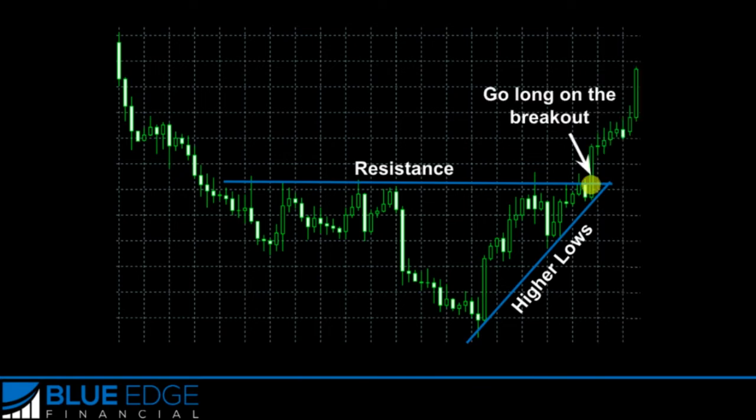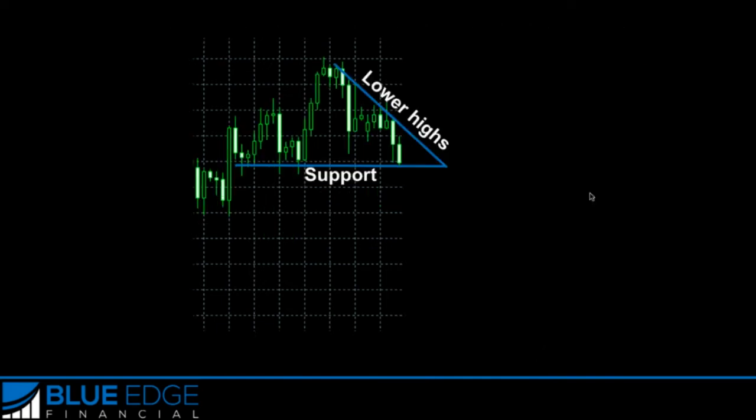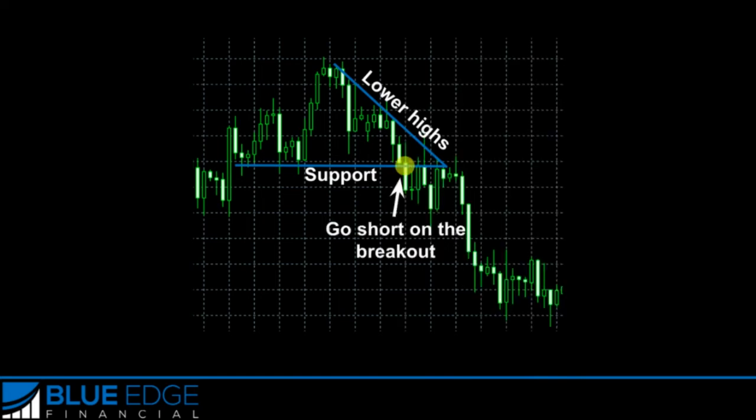What we are looking for is a breakout to the upside, since ascending triangles are generally bullish signals. When we see the resistance level has been broken, we buy. Descending triangles are basically the opposite of ascending triangles. Sellers are continuing to put pressure on the buyers, and as a result, we start to see lower highs met by a strong support level, just like you can see here. Descending triangles are generally bearish signals. So to take advantage of this, we sell once there's a breakout below the support level.